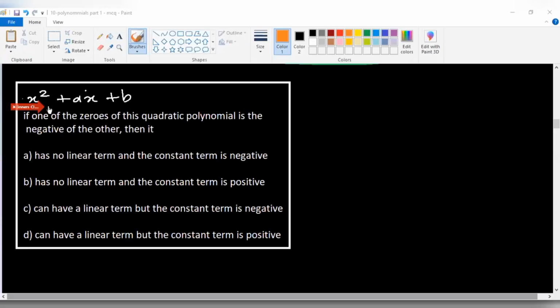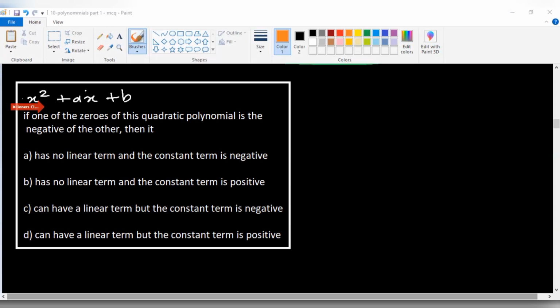This is the next one. x square plus ax plus b is given. If one of the zeros of this quadratic polynomial is the negative of the other, then it has no linear term and the constant term is negative. Has no linear term and the constant term is positive. Can have a linear term but the constant term is negative. Can have a linear term but the constant term is positive. Anyways, the question is about the linear term and constant term.